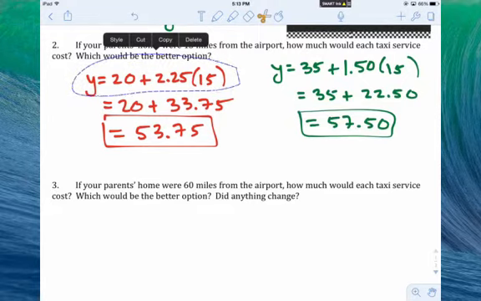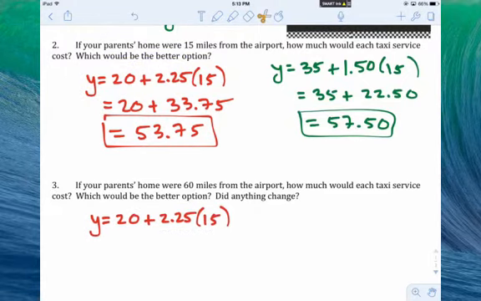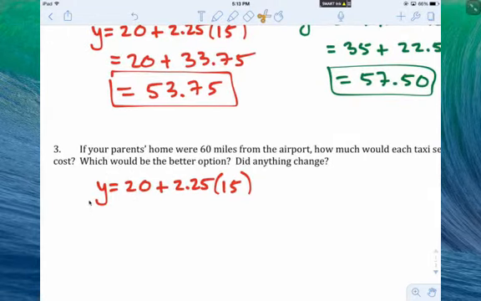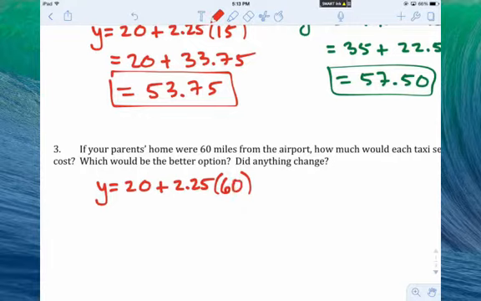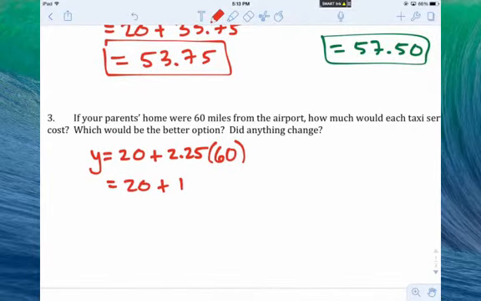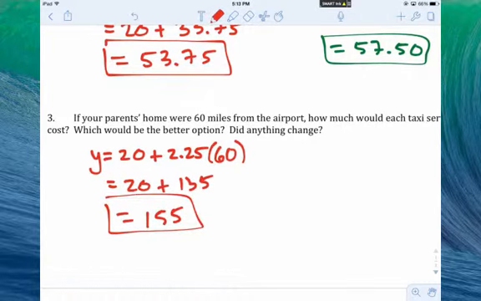So for Discab, a 60-mile trip would cost $20 for your pickup and $2.25 a mile for each of these 60 miles. And so we find the total cost is going to be $20 for the pickup plus, yowza, $135 for the actual mileage, for a grand total of $155 on the dot for that 60-mile trip with Discab.